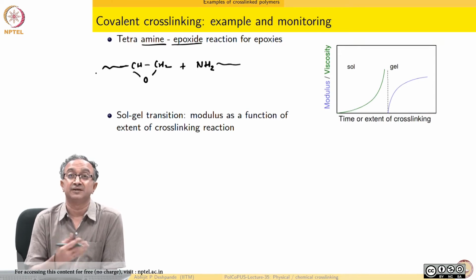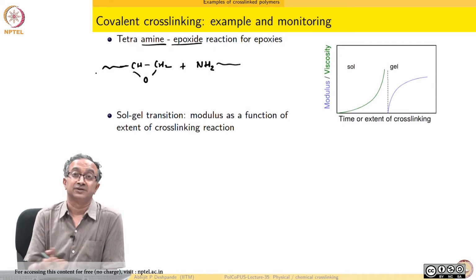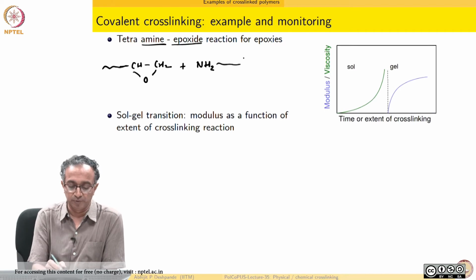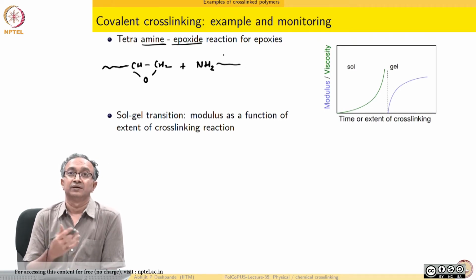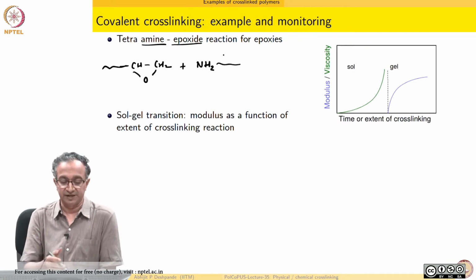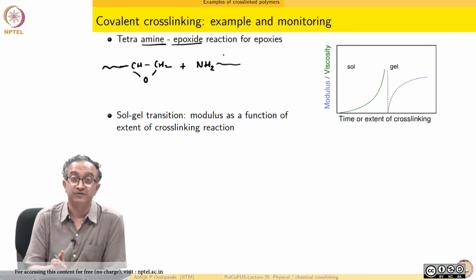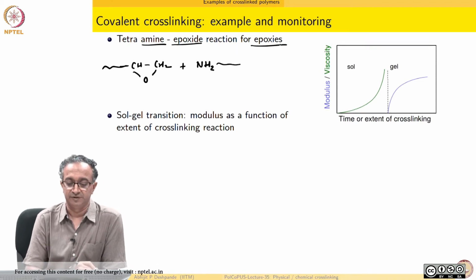I have not drawn here the other parts of the chain segment, but basically you can have this amine attached to several. There are tetraamines and triamines, and the group can also be a hexa group C6, or it can be different groups. There can be branching also. So all of these possibilities are there, but the basic reaction is between the epoxide group and amine for epoxies.